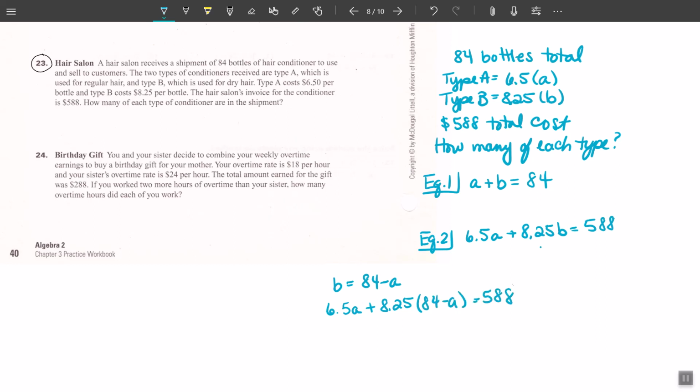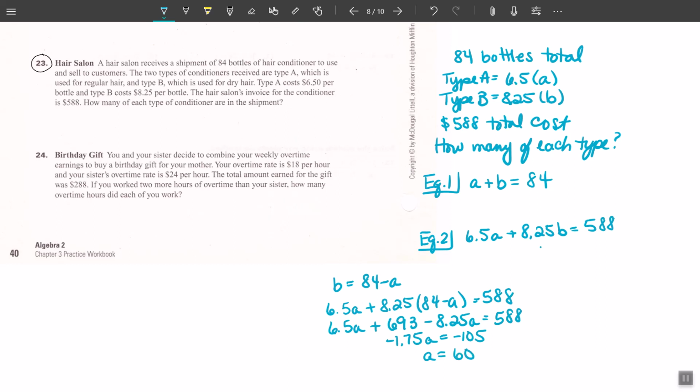When you do your calculations, you should get this. I'm just distributing the 8.25. Then I'm going to combine like terms and do that subtraction. So I get negative 1.75A. I'm going to subtract the 693 from both sides. That'll give me a negative 105 over here. And then when I do the division, I'll get an A of 60.